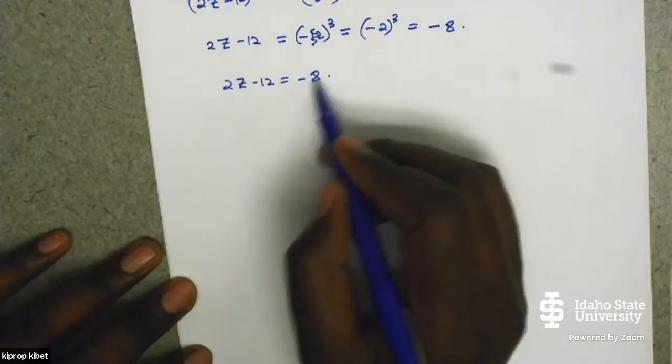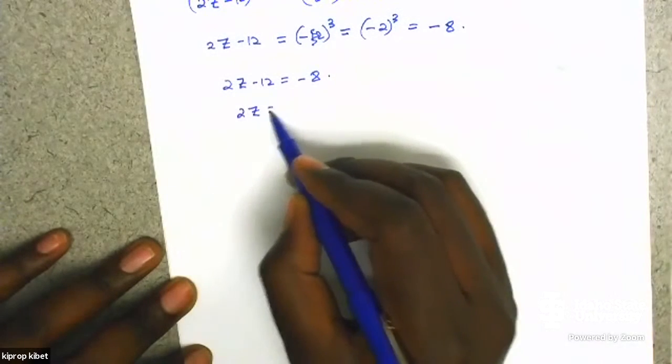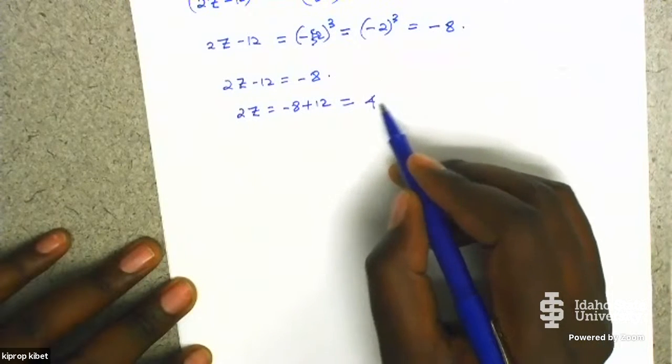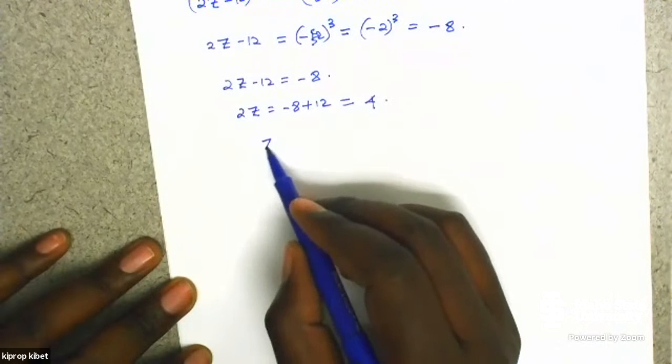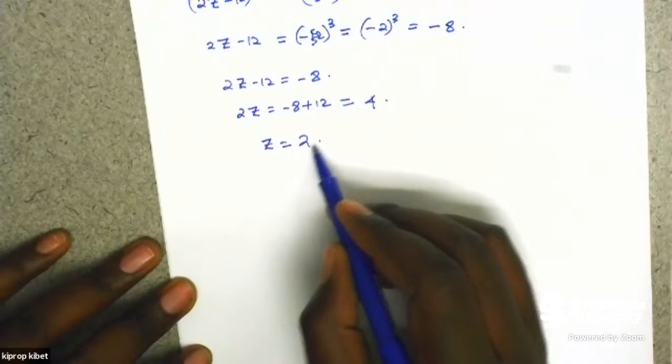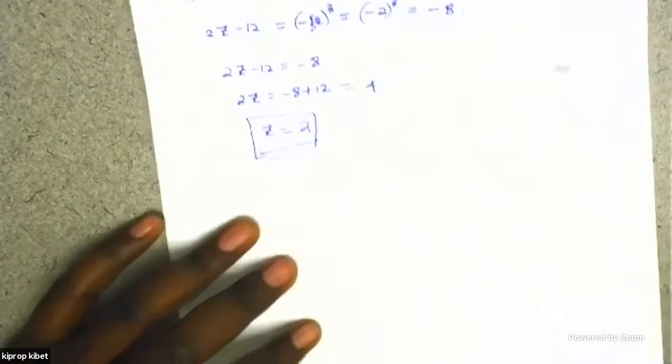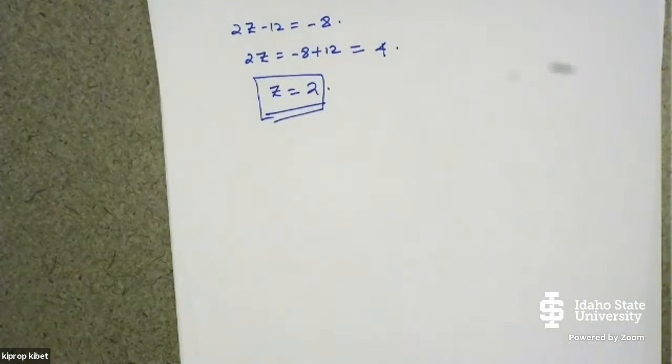So you take this 12 to the other side: 2z equals -8 plus 12, and this is giving us 4. So z equals 2. Any question after that?